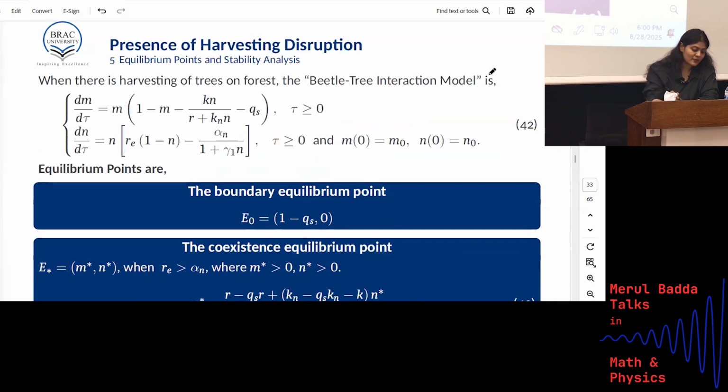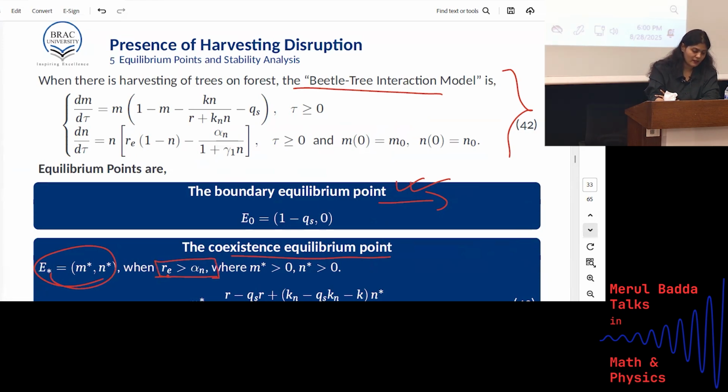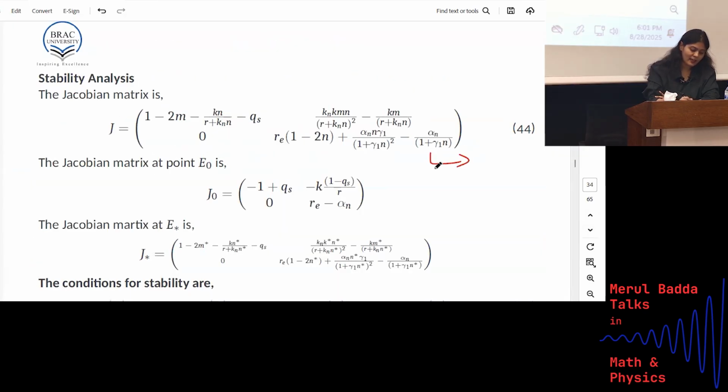Next is the presence of harvesting disruptions, where there is beetle attack in our forest but there is no fire in our condition. There is only harvesting disruption in our model. Similarly for this model, this is our boundary or beetle free equilibrium point, and this is our endemic equilibrium point, which is stable when this condition is applied. Similarly, this is our Jacobian matrix for E naught, and this is our Jacobian matrix for E star.